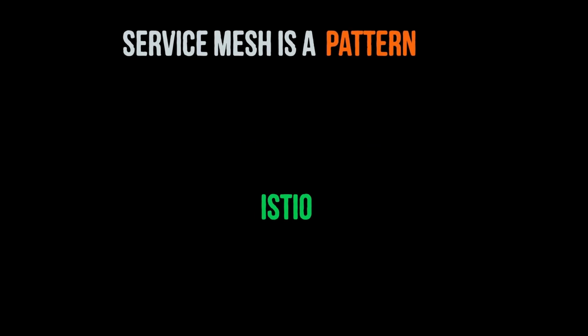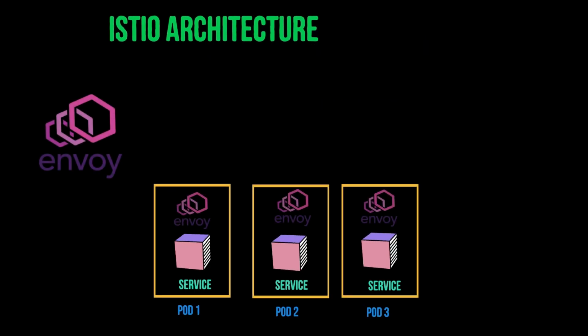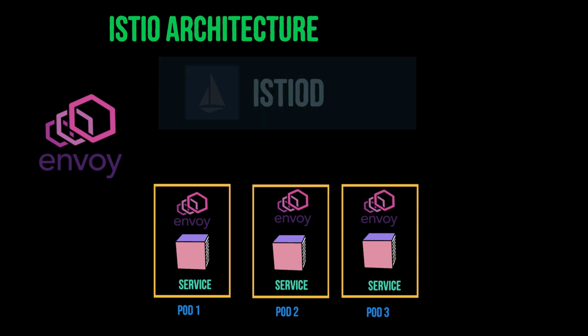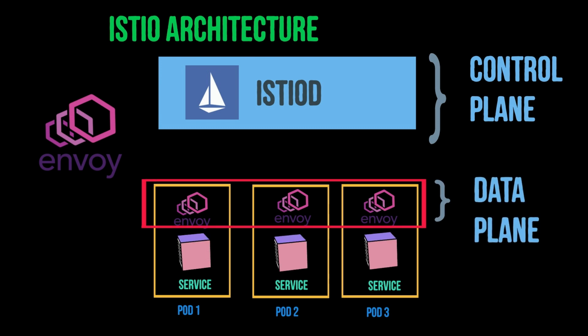Service Mesh is a pattern and Istio is an implementation of Service Mesh. Istio uses Envoy proxies, which is an independent open source project and is used by other service mesh implementations too. The control plane component of Istio is called Istiod, which manages and injects the Envoy proxies into each of the microservice pods. Apart from this, Istio also has a data plane component, which is a group of all the Envoy proxies.